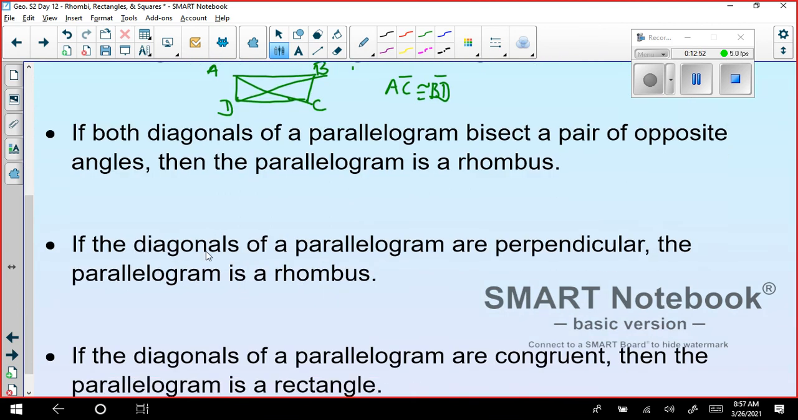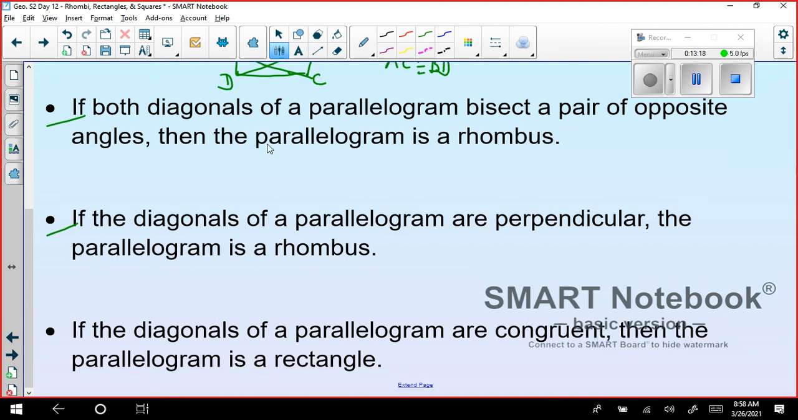In the same way we can say that if the diagonals of a parallelogram are perpendicular, then also we can say that the parallelogram is a rhombus. Okay, keep this in mind. If either the angles are being bisected in a parallelogram by the diagonals, or the diagonals are perpendicular, then we can say it's a rhombus. And the opposite of this: if the diagonals of a parallelogram are congruent, then we can say that the parallelogram is a rectangle.